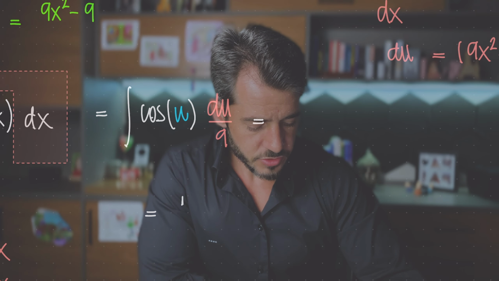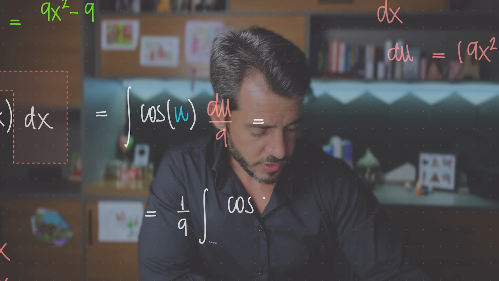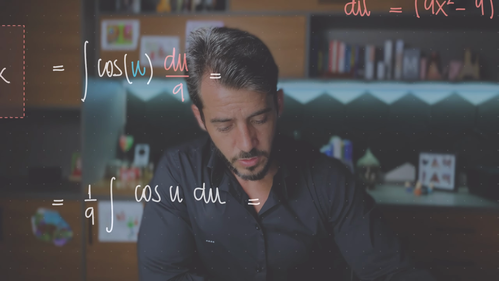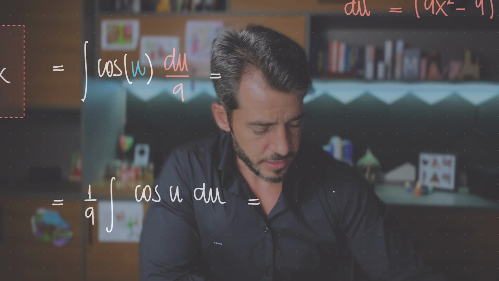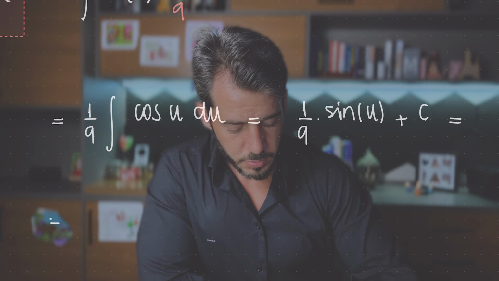1 over 9 is just a constant, so we can move it outside the integral. So we have cosine of u du, and we know that the integral of cosine, which is the function that differentiated gives us cosine, is sine. So we have sine of u times 1 over 9 plus c.